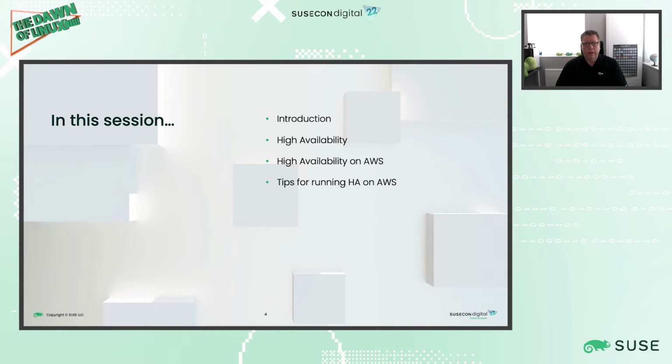So in terms of what we'll be covering today, first I want to set the scene around SUSE, AWS and high availability, and then start a walkthrough of some of the HA technology, and we'll finish up with a few tips and tricks around HA for those customers that are already running it on AWS.